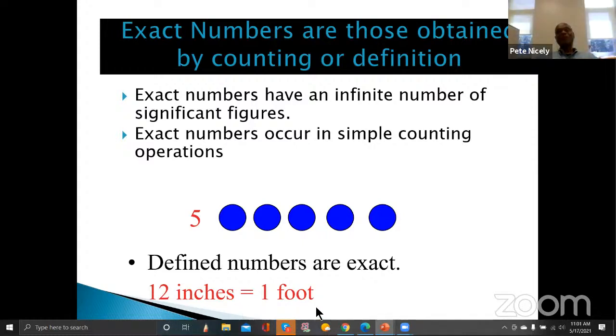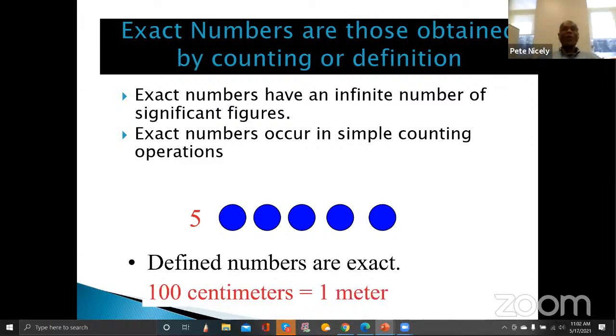12 inches is equal to 1 foot. So the 12 and the 1 in this relationship are both exact numbers because they're related by definition. Reiterating what I said before, when it comes to exact numbers, those are the 2 types: you either obtain the exact number by definition or by counting. And here's the relationship between the meter and centimeter unit I mentioned before. Again, the 100 and the 1 here would be exact numbers.